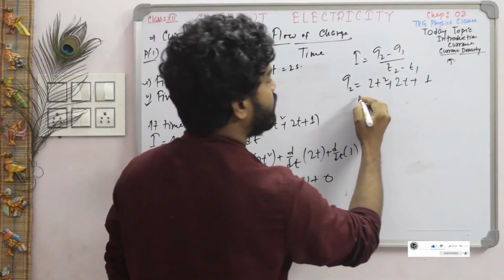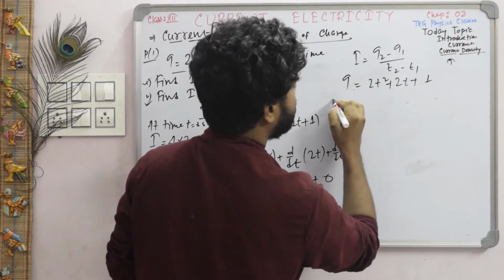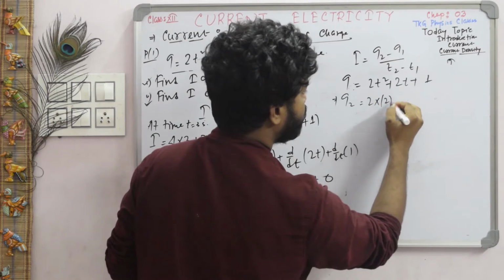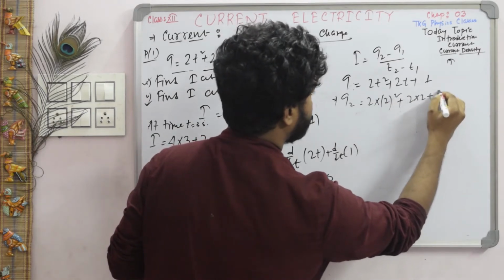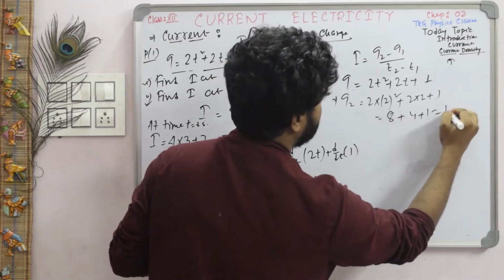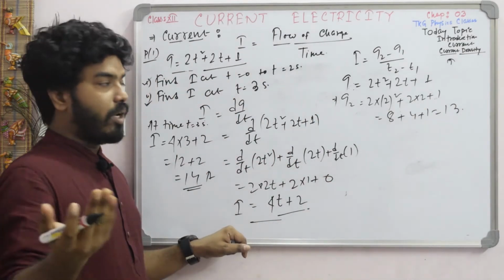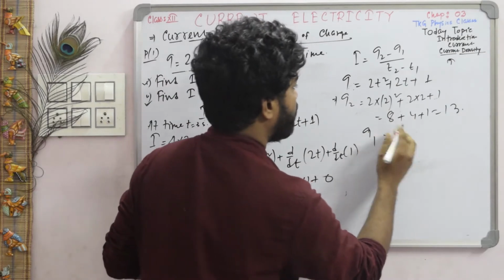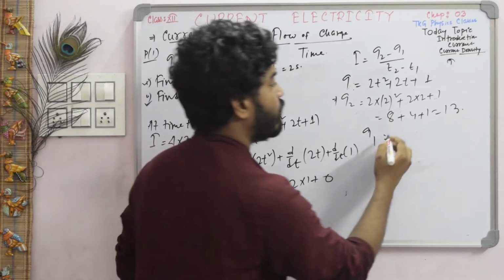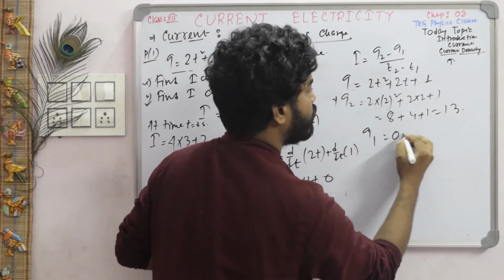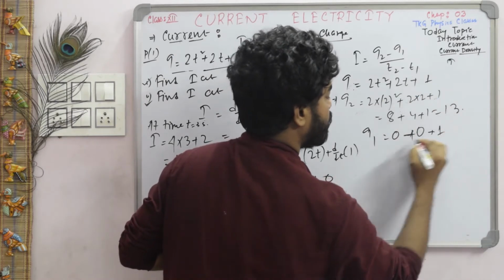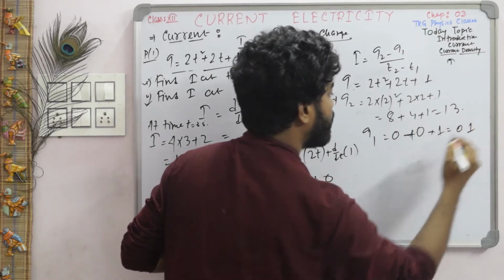Therefore, Q2 is equal to 2 into, in the place of t write 2 square, plus 2 into 2 plus 1. So, this one becomes 8 plus 4 plus 1, that is 13. Now, what is Q1? Same thing. In the place of t you write T1, that means 0. So, the value of Q1 becomes 2 into 0 square, that is 0, 2 into 0, that is 0, plus 1. So, the Q1 value becomes 1.